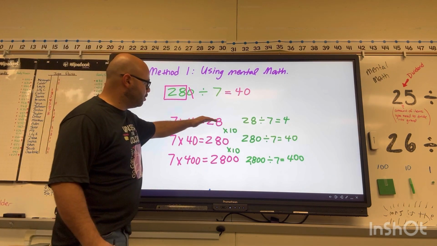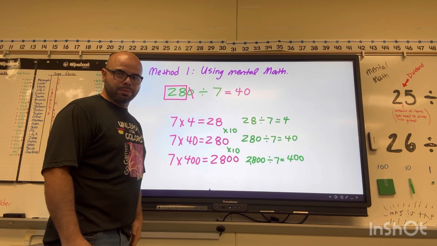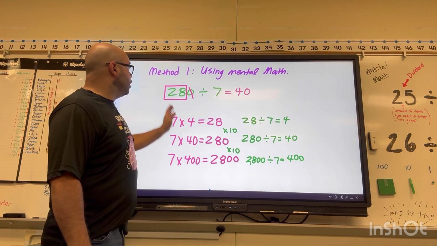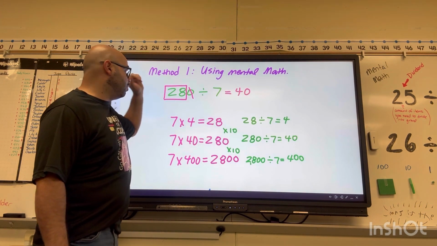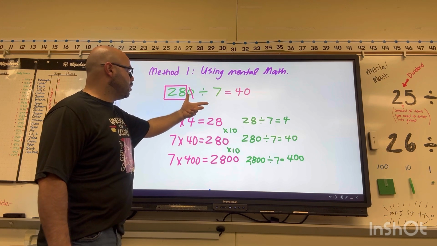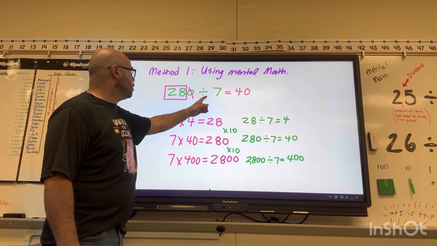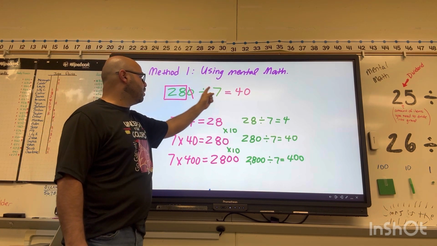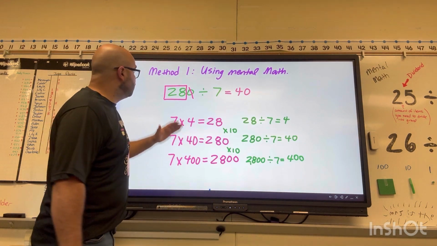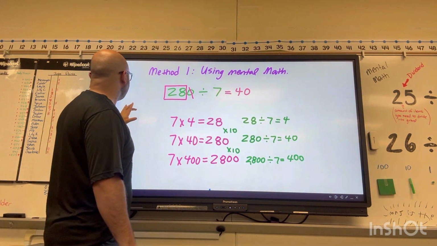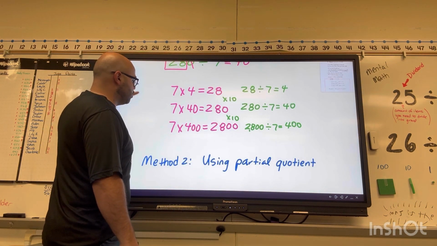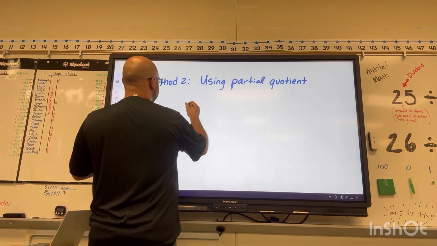And if you look at it, they're increasing times 10, times 10, times 10. It's all using just mental math. Your multiplications, your times tables. If you know your 7s, you're going to know what 28 divided by 7 is, okay? That's using mental math. Now, let's go over partial quotients.